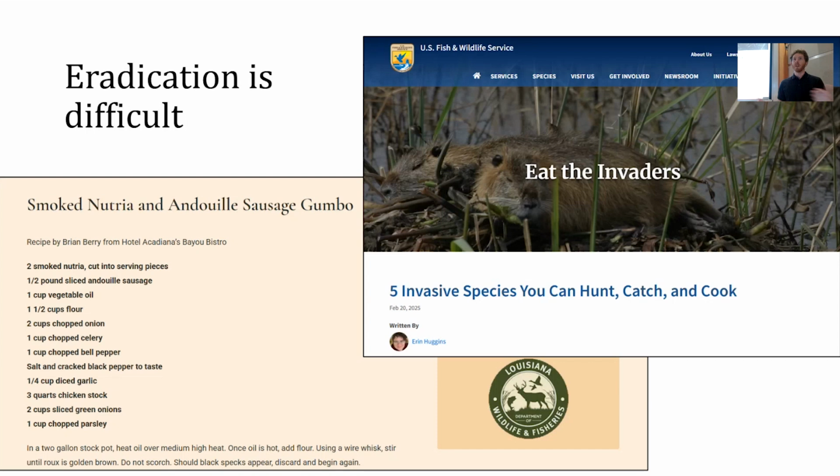While all that work was completely internal, other agencies tend to take a different approach and encourage the public to get involved. So the U.S. Fish and Wildlife Service put out this article earlier this year, 5 invasive species you can hunt, catch, and cook. And if you go to nutria.com, which is run by the Louisiana Department of Wildlife and Fisheries, you can even find a nutria gumbo recipe, all to encourage the public to get involved and help get rid of some of these individuals.